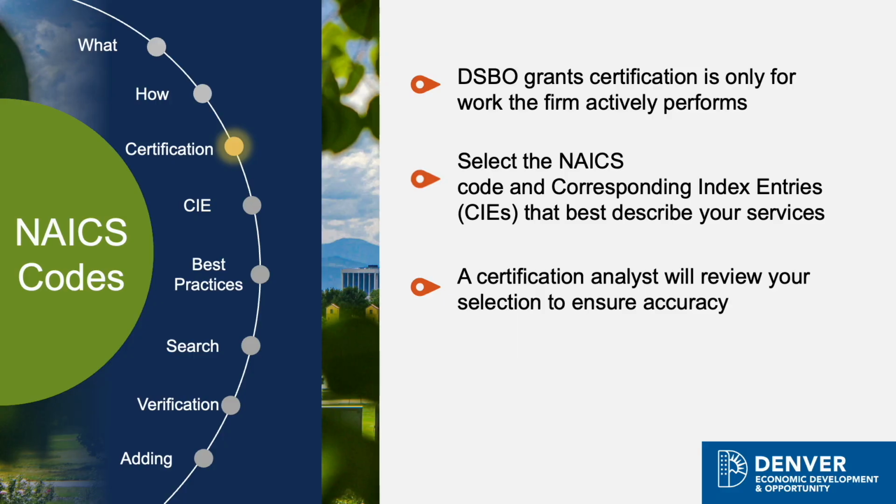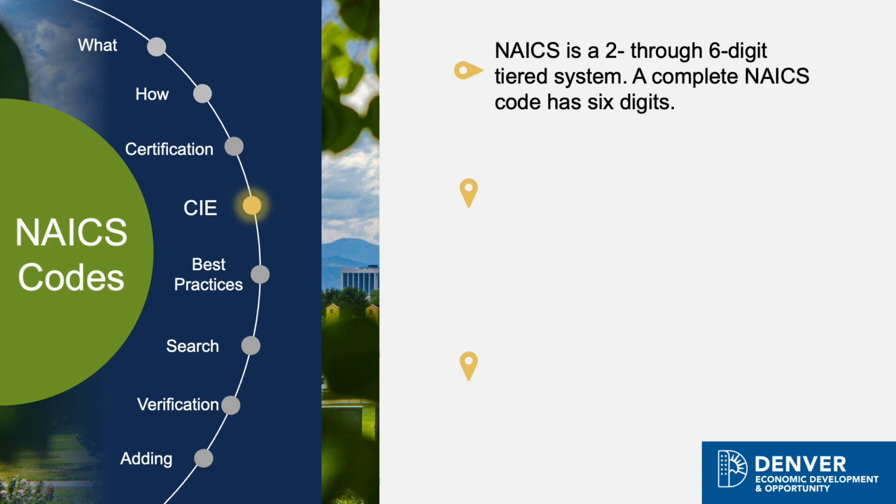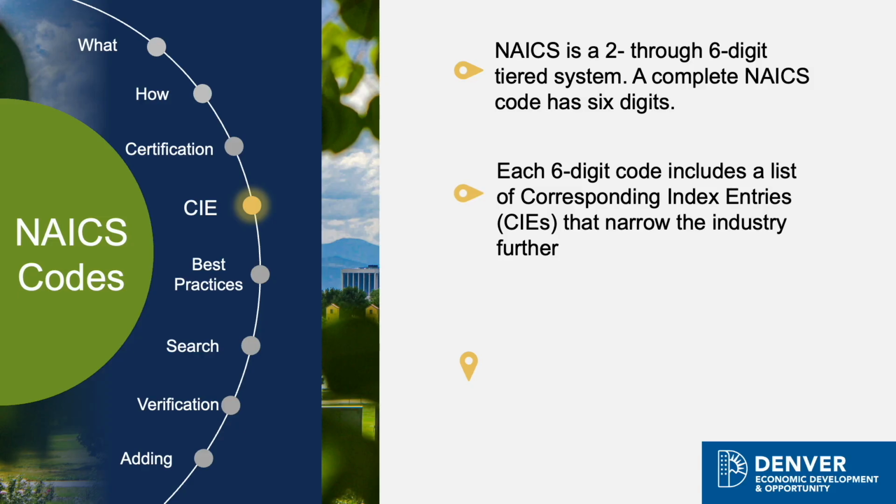Now let's talk about how to identify the correct codes for your business. The NAICS system is structured as a 2 through 6 digit tiered system that organizes businesses into different categories, providing greater detail about a specific economic sector or industry. A complete valid NAICS code always contains 6 digits. Within each 6-digit code, there's a detailed list of corresponding index entries, or CIEs. These help further narrow and define your industry.